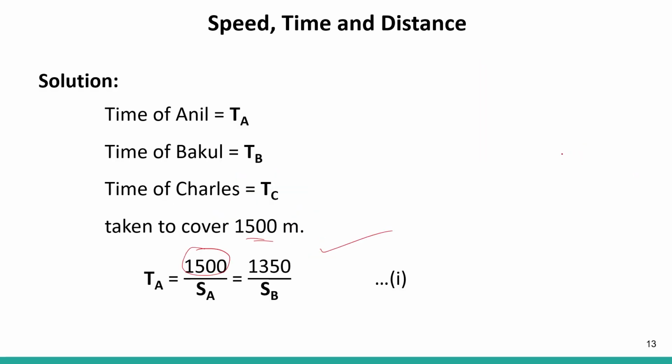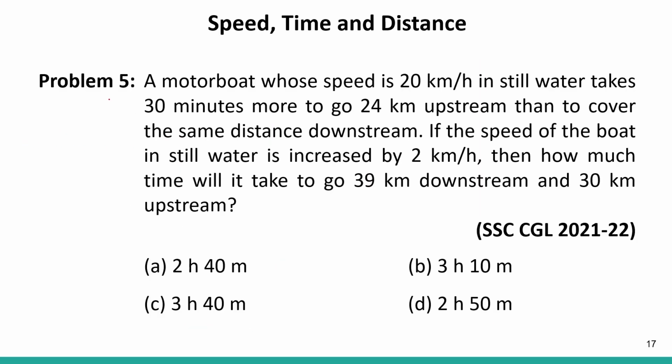Okay, so let's go forward with problem number 5. A motorboat whose speed is 20 km per hour in still water takes 30 minutes more to go 24 km upstream than to cover the same distance downstream. So if the speed of the boat in still water is increased by 2 km per hour, then how much time will it take to go 39 km downstream and 30 km upstream? Will it be 2 hour 40, 3 hour 10, 3 hour 40, or 2 hour 50? So this question has been asked in SSC CGL 2021-2022 paper.